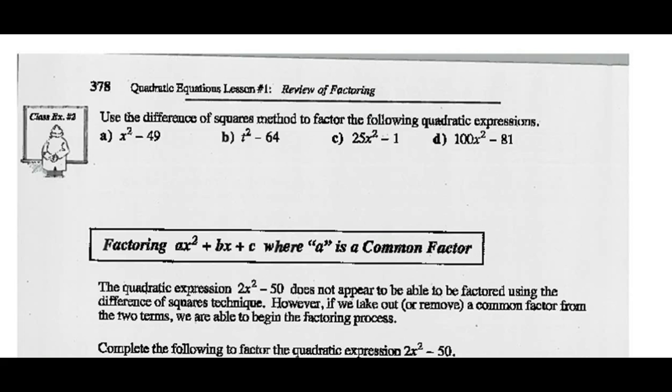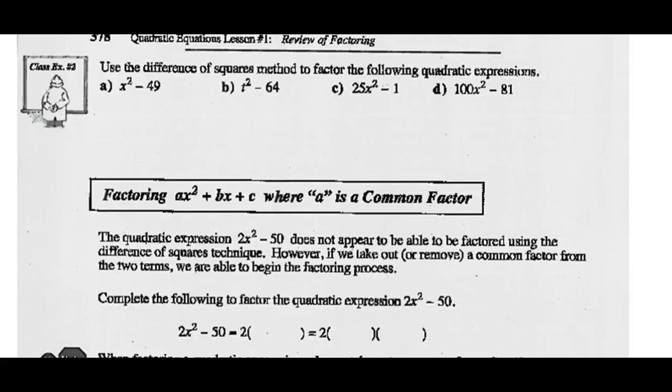So use the difference of squares method to factor the following quadratic expressions. A quadratic expression is an expression that has a degree 2. All right. So x squared minus 49, both these terms are perfect squares. All you have to do is make your two sets of brackets. Put the square root of x squared in the front of each bracket, put the square root of 49 in the back of each bracket, and make one positive, make one negative. x plus 7 times x minus 7, that's the factors of x squared minus 49.